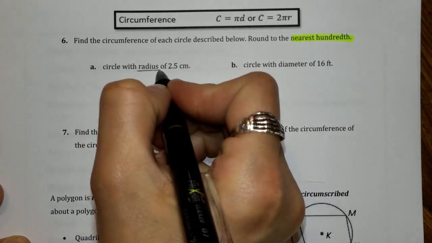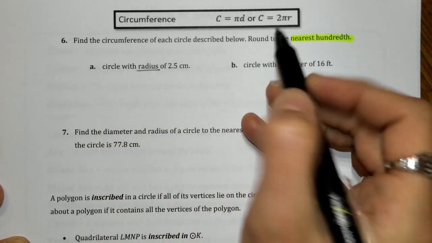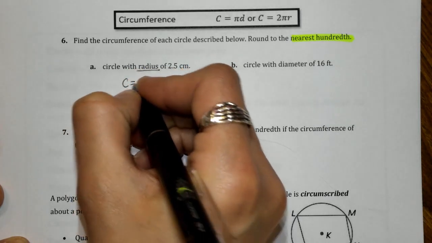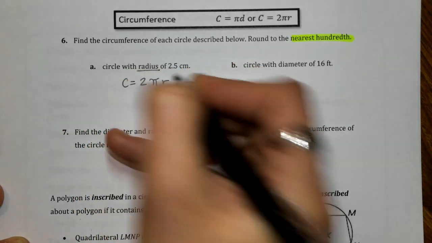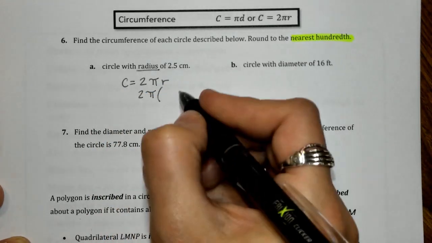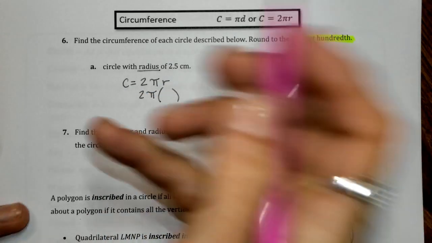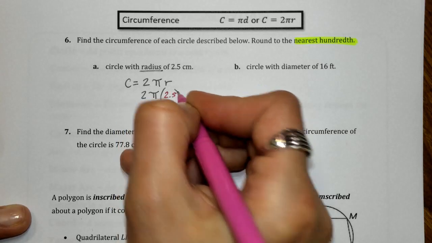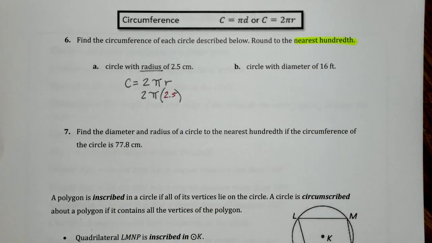So if we're given the radius, I'm going to use my radius formula right here, that the circumference is equal to 2 times pi times r. We're going to plug in for r, which was your 2.5. When we plug this in, just plug it all in the calculator at one time: 2 times the pi, in the parentheses, or times 2.5.